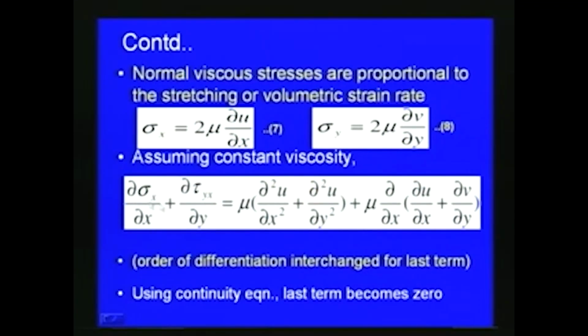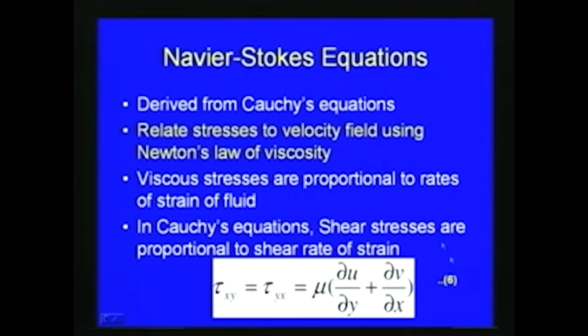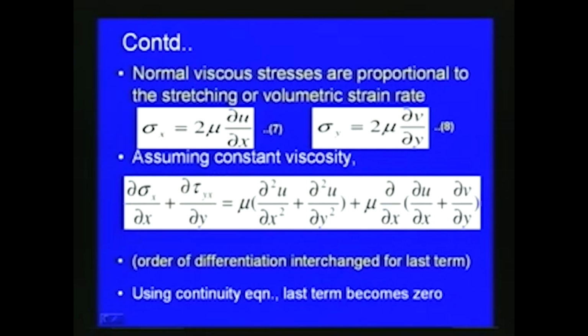So, for this case, the term ∂σx/∂x plus ∂τyx/∂y, using equations 6, 7 and 8, we can write as equal to μ times (∂²u/∂x² plus ∂²u/∂y²) plus μ ∂/∂x of (∂u/∂x plus ∂v/∂y). So, by using equations 6, 7, 8, the terms ∂σx/∂x plus ∂τyx/∂y can be written in this form.